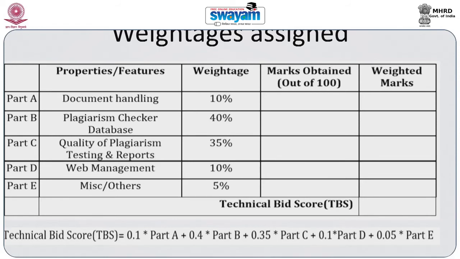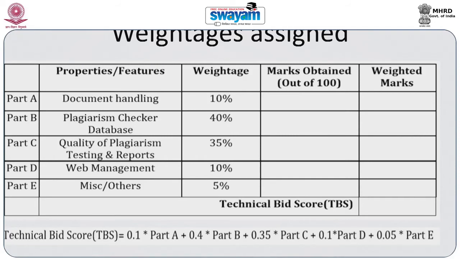And you can also consider how much plagiarism checker database there is. That should be given more value. Then the quality of plagiarism testing and report. So for the time being I gave 35 here. And web management: what are the features available in this software.